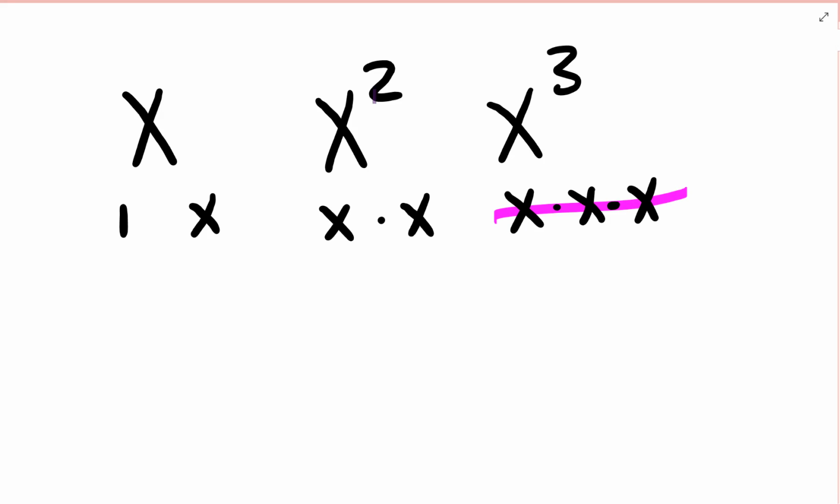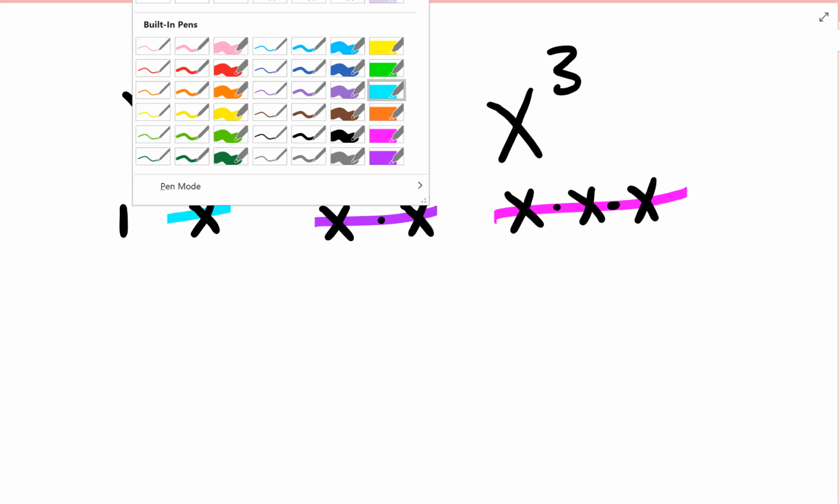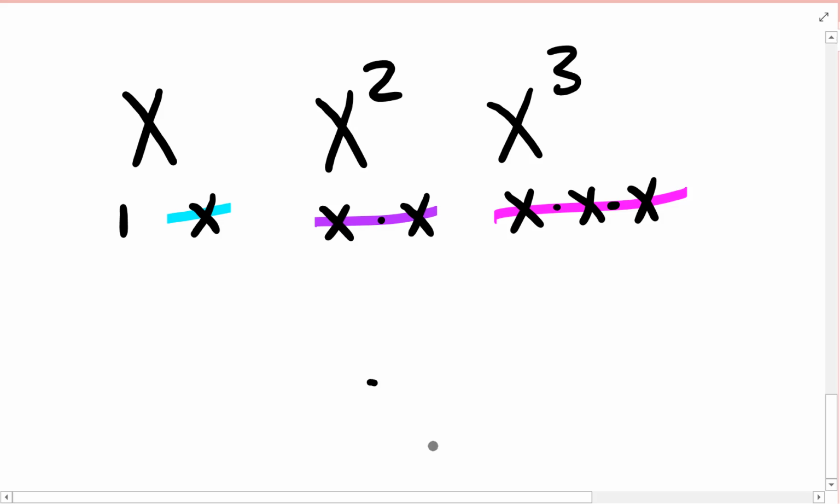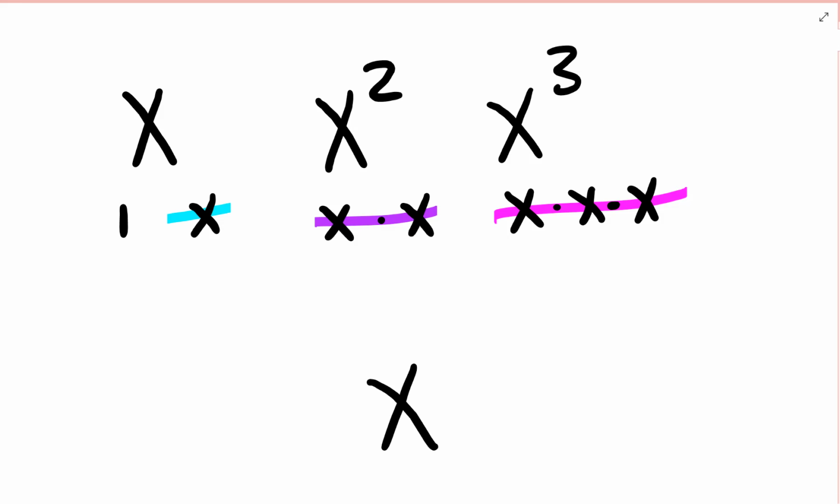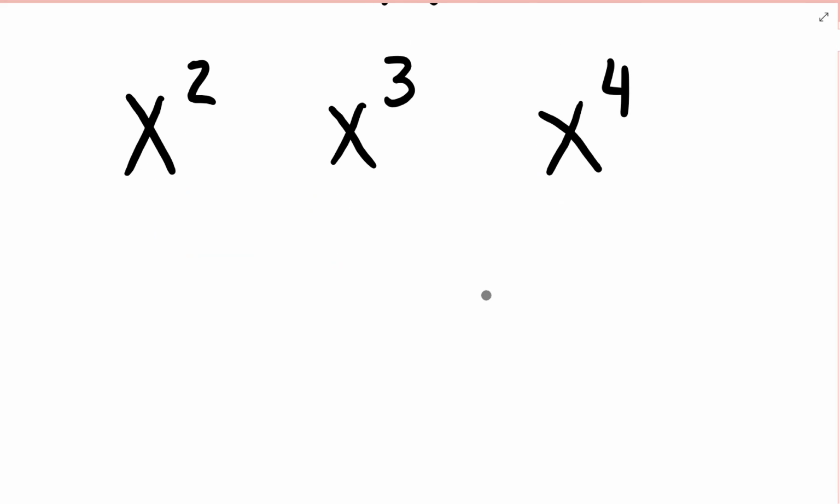There are 2 x's being multiplied here, and there's only 1 x being multiplied here. So the GCF, the greatest common factor, would just be x, because each of them has x to the 1 as a factor.